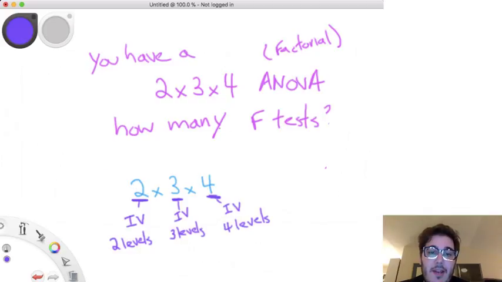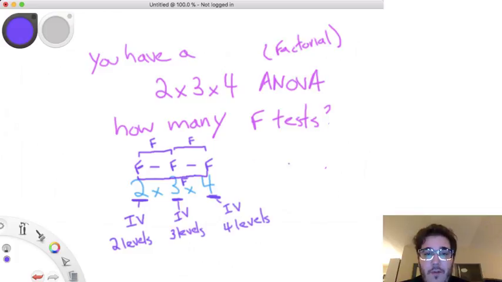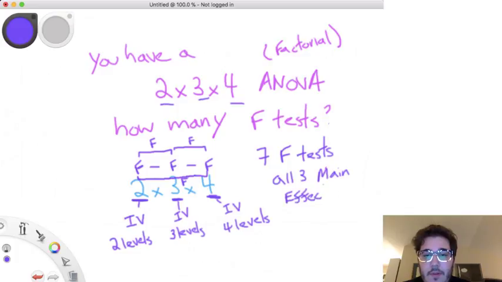So in this case, you would need an F just for that IV, an F just for that IV, an F for just that IV, an F for this interaction, an F for this interaction, an F for this interaction, and an F for all three. So for a 2 by 3 by 4, you would need 7 F-tests. Right, so all three main effects plus 4 interactions.